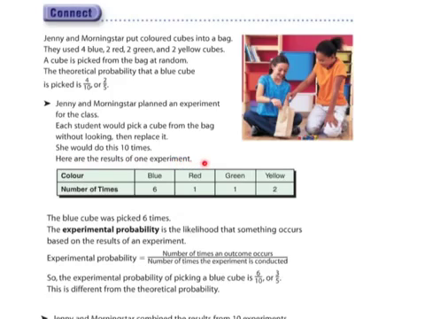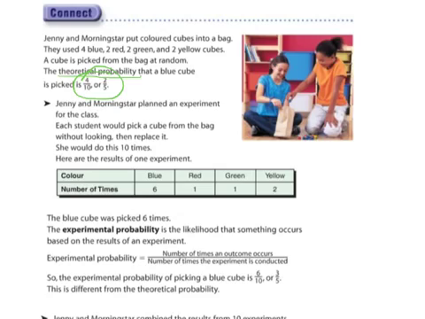Here are the results of our experiment. So blue was actually chosen 6 times. Red was actually only once. Green was only once. And yellow was twice. So sometimes, and actually often, our theoretical probability and our experimental probability don't quite match, but they are usually close. So often our theoretical probability is close to what actually happens, even though it's not quite what actually happens.